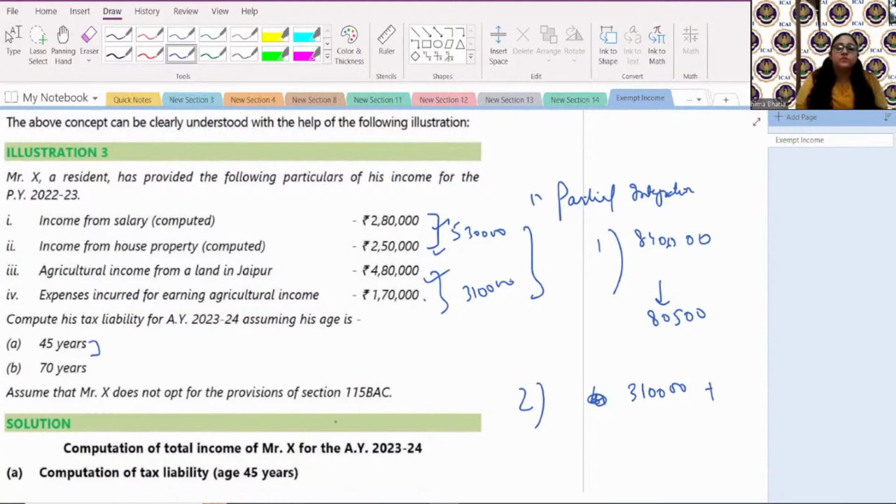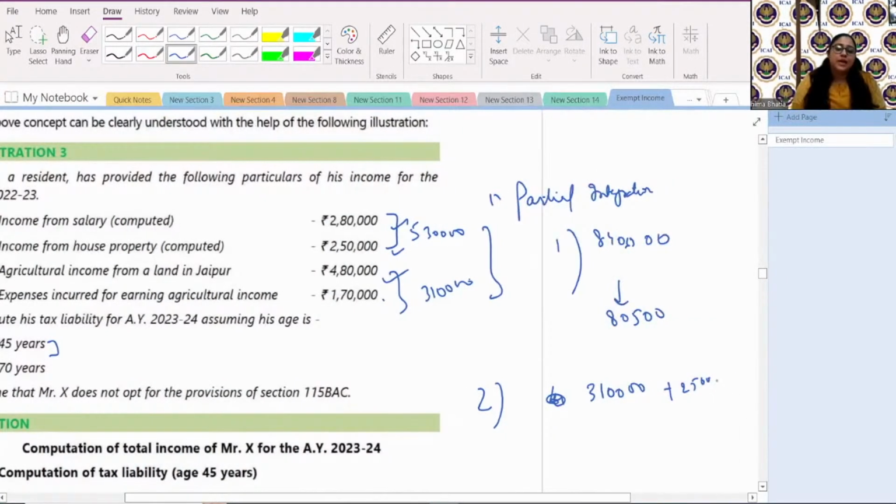His age is 45 years. Basic exemption limit is 2,50,000. So calculate the tax on 3,10,000 plus 2,50,000, which is calculating the tax on 5,60,000. So 60,000 pay 20% plus 12,500, which comes to 24,500. Okay, this is step 2.